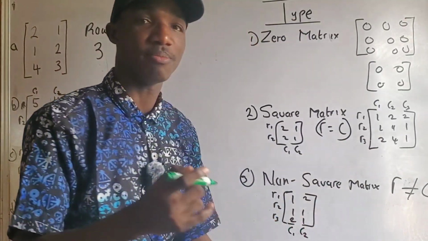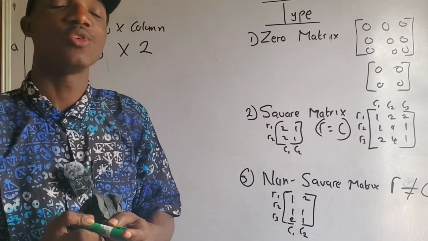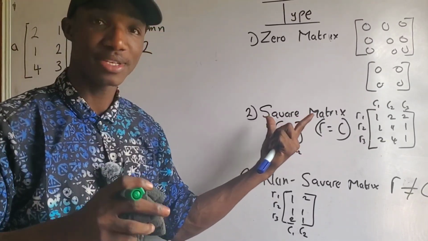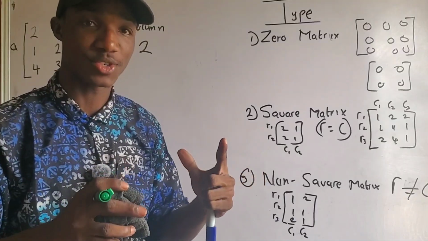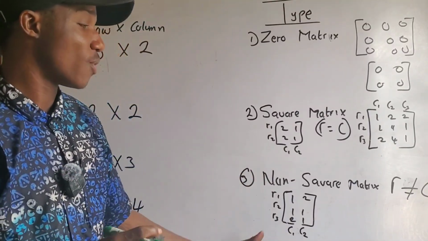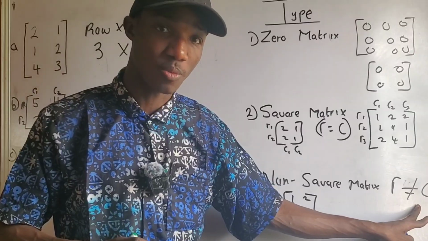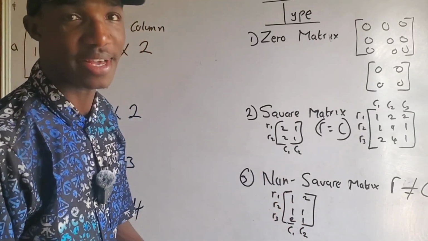That is, if the rows are 3, the columns must also be 3 for the matrix to be called a square matrix. Do you understand? Okay, so for a non-square matrix, the number of rows is not equal to the number of columns. Do you understand? So you can give me more examples.